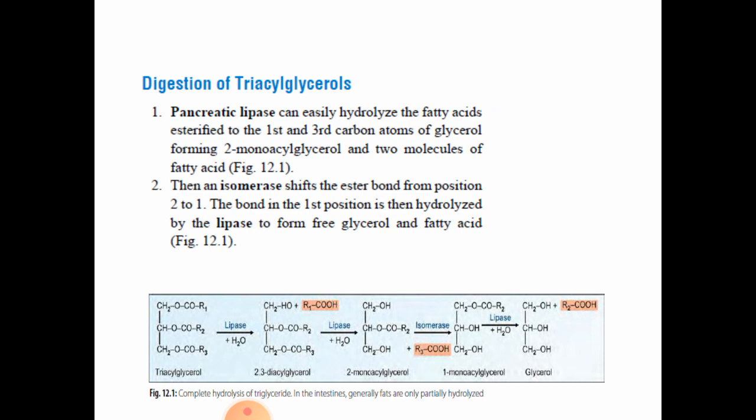You need to write the flow chart: triacylglycerol in the presence of lipase is converted to 2-monoacylglycerol, which undergoes isomerase action and forms 1-monoacylglycerol. Next, it is converted into glycerol and free fatty acids with lipase.